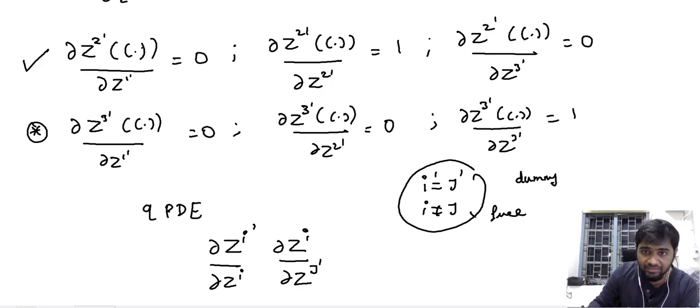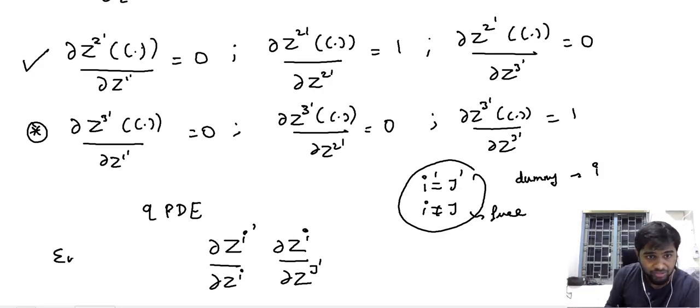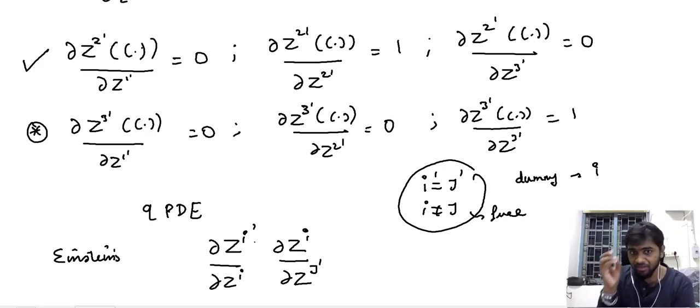So these are the free indices, and the dummy index is i. This i can be 1, 2 and 3, and again it is important to mention that under Einstein's convention, this is nothing but the summation with respect to i. And for each value of i prime and j prime, we are talking about a separate PDE.